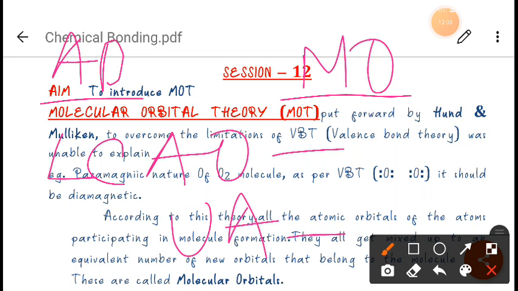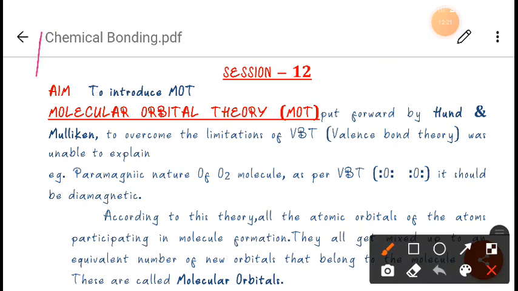So first of all, we will see LCAO. This is called linear combination of atomic orbitals. In the linear combination of atomic orbitals method, the correct molecular orbitals are approximated by combining linearly the atomic orbitals of the atoms that form a molecule.